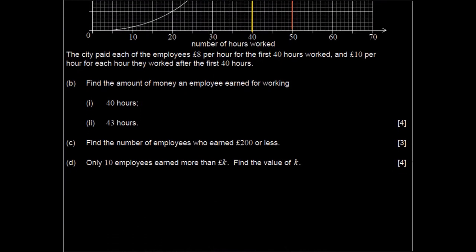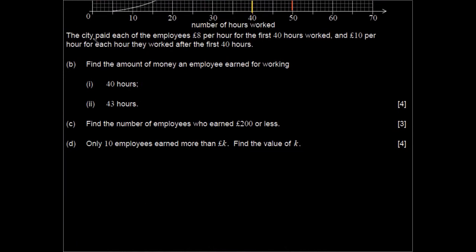Okay, let's see what's next. So then it says the city paid each of the employees £8 per hour for the first 40 hours worked, and £10 per hour for each hour they worked after the first 40. And then B says find the amount of money an employee earned for working, first of all, 40 hours. So for 40 hours, we just need to use this information here. It says that they're paid £8 per hour for the first 40 hours. So for 40 hours it's just going to be 8 times 40, which is going to be £320.